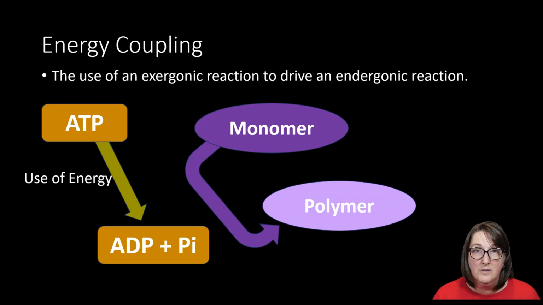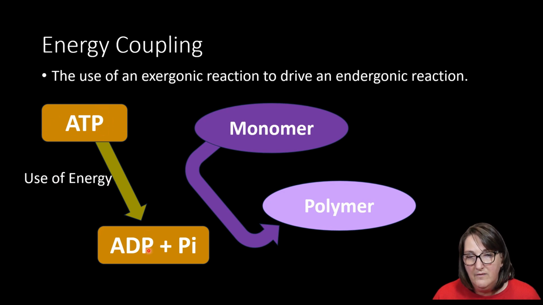We can also do what's called energy coupling. This is the use of an exergonic reaction to drive an endergonic reaction. So I'm using a reaction that is spontaneous to make a reaction that needs energy for it to be able to work. So here's an example. I have ATP, and ATP is going to pull off one of these phosphates.